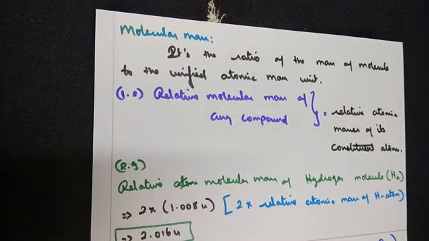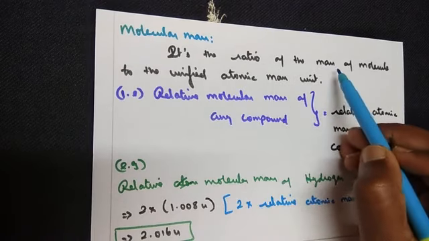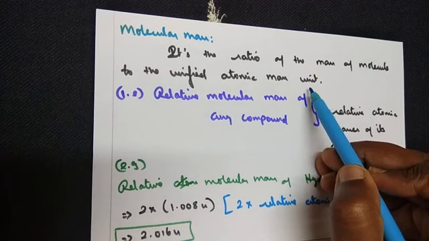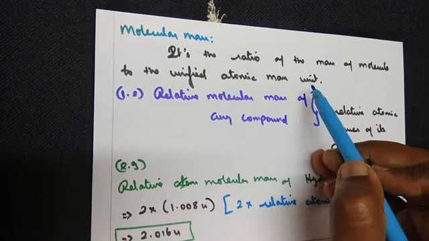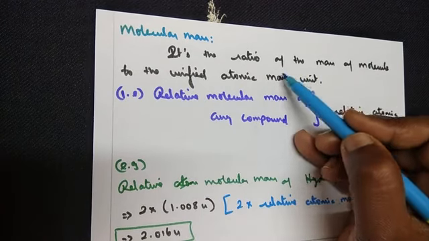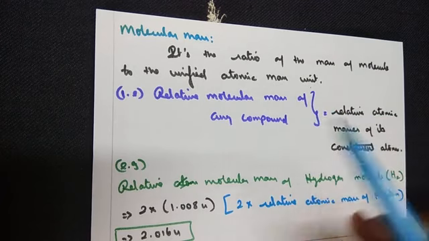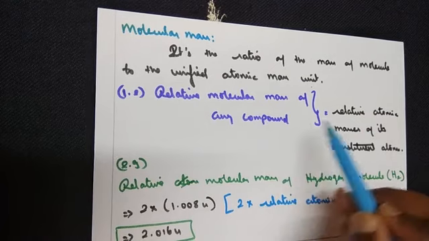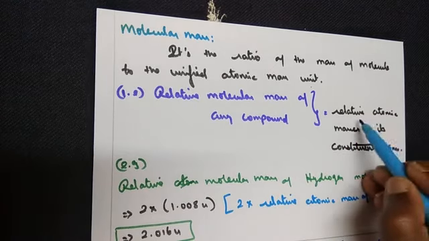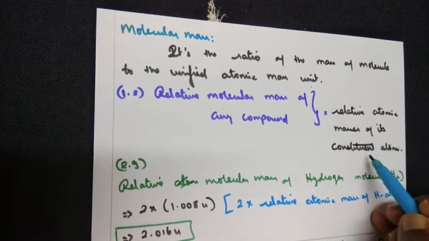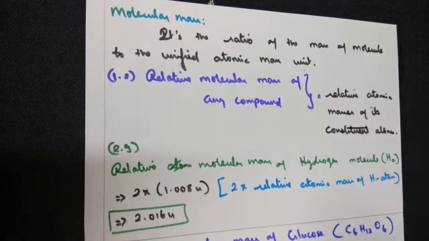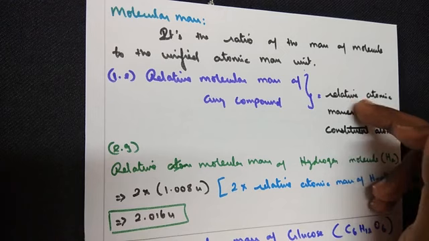Relative molecular mass is the ratio of the mass of a molecule to the unified atomic mass unit. You understand the meaning of unified atomic mass unit. The same thing can be written in this manner. Relative molecular mass of any compound is equal to the sum of the relative atomic masses of its constituent atoms. So this might be confusing to you. Let's work with an example. You will understand clearly what we mean here.